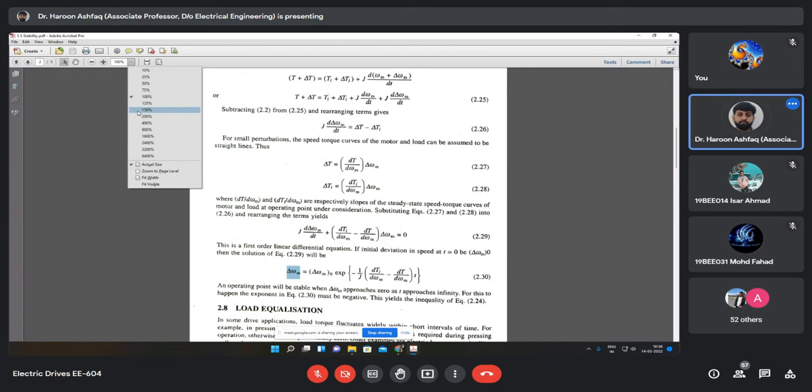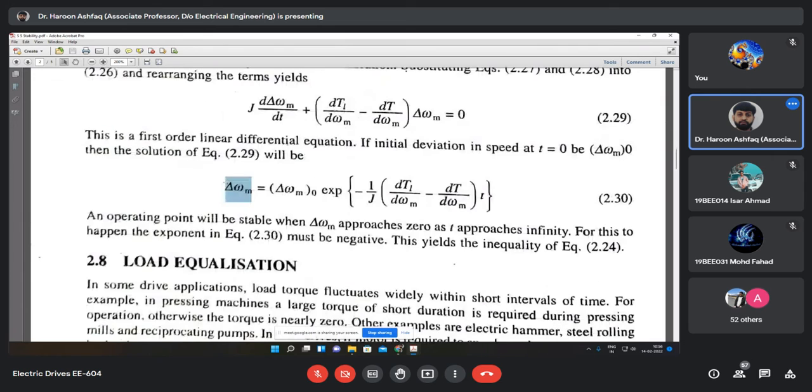if you consider this equation, मैं इसे थोड़ा सा बड़ा कर दूं. If you consider this equation, this is the initial condition of speed, that means the speed on which the system was working. ठीक है, so that is a positive value and this is a constant. Then you have an exponent as a solution of this initial condition, and an exponent of this. ठीक है, so you have minus 1 upon J, so this is minus, and a term that is a difference of slopes of load torque and the motor torque multiplied by time.